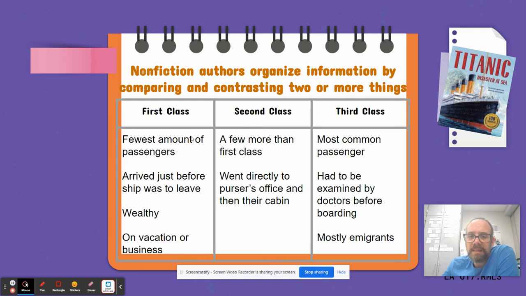So you can really see the differences of who these people were in each of these classes of the ship, how much they necessarily had to pay to be able to go on the Titanic, and maybe what the purposes of their sailing on the Titanic might have been drastically different based on the class that they were in. So, this is how we would use compare and contrast. Again, really quick, probably just a review. Thanks so much for your time.